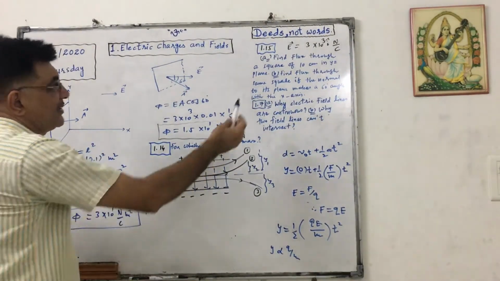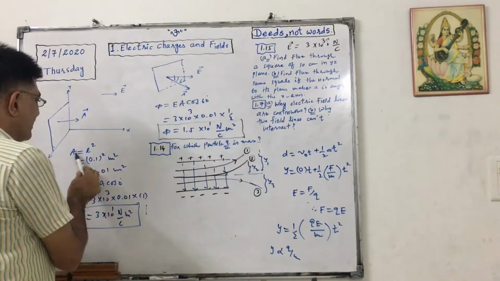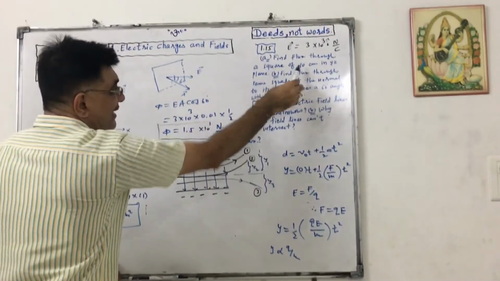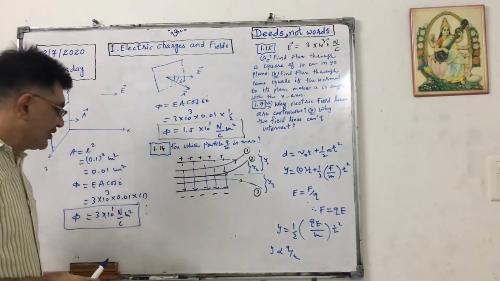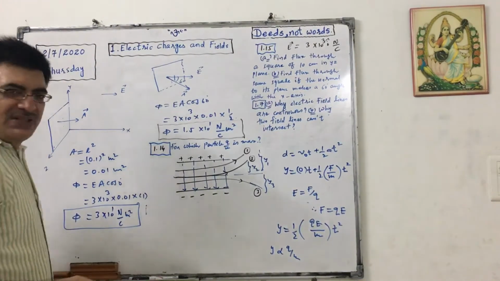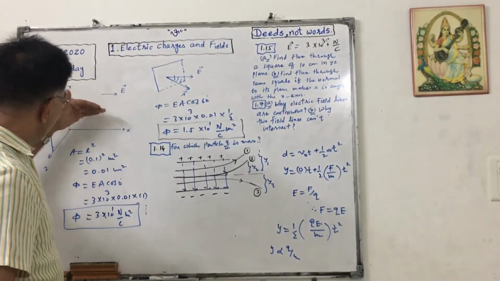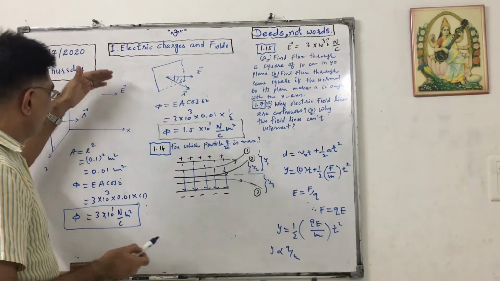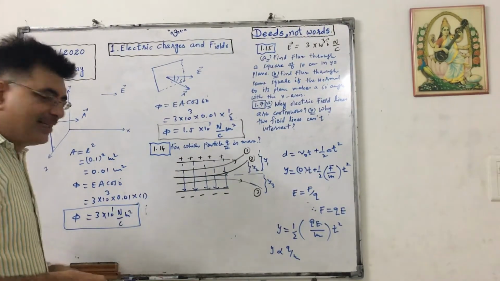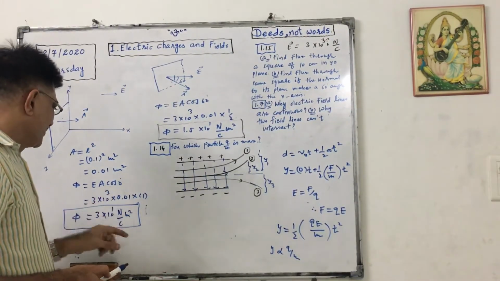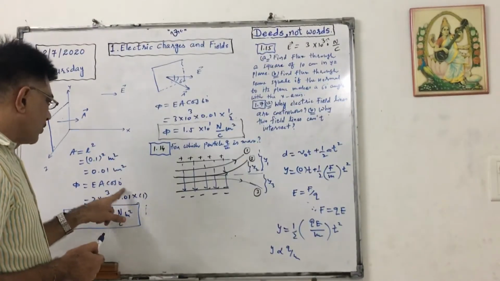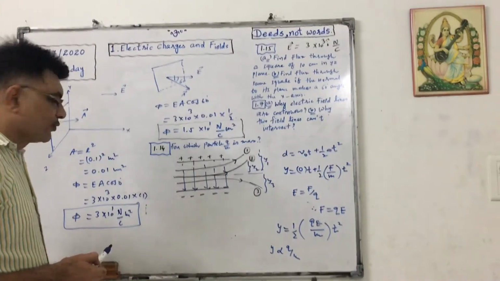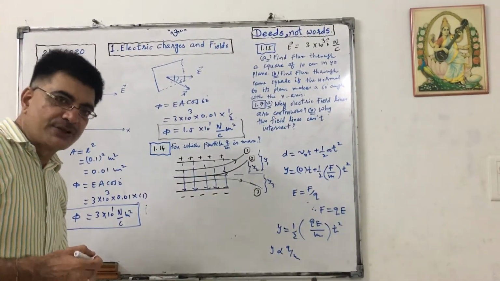First of all let us find the area, that is L square. Here L equals 10 centimeter, which can be written as 0.1 meter, so 0.1 meter square, that is 0.01 meter square. Now we know that flux equals E A cos theta. In this case theta is 0 degree, so E A cos 0. E is 3 into 10 raised to 3, A is 0.01, cos 0 is 1, so it is 3 into 10 raised to 1, the unit is Newton per Coulomb into meter square.